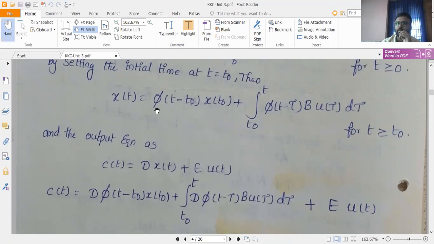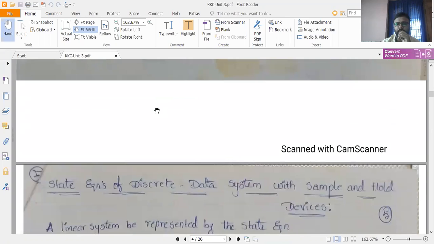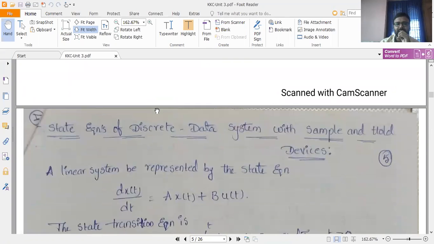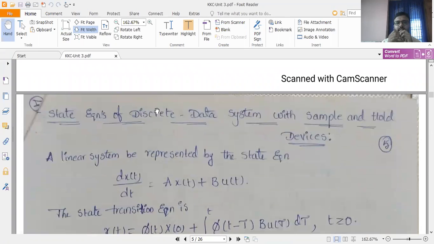Okay. So next we are going into the next topic, that is state equations for discrete data system with sample and hold devices. That means we are going to derive the expression for the state equations for the discrete data systems with the consideration of the sample and hold devices. What are the sample and hold devices? The devices which allow the sampling process for a while and hold for a particular instant are called sample and hold devices, which we have discussed in unit 1.